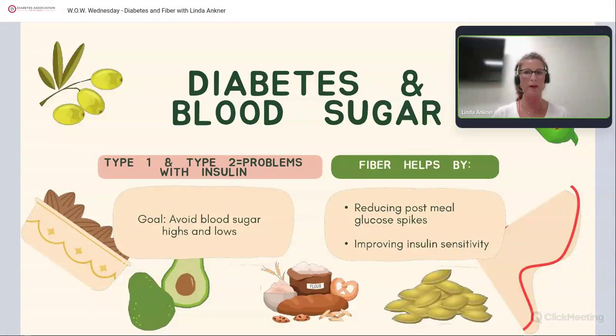The goal for everyone all throughout the day is to try to keep your blood sugars very even, and to avoid these ups and downs, dips and flows. So fiber really can help with that by helping to reduce post-meal glucose spikes. So, what that means is, as we were talking in the earlier slides about the fiber forming a gel or adding bulk, fiber is going to take a lot longer for your body to process and metabolize. And so, the longer that your body is processing and metabolizing the food, the longer it's going to take for the glucose to be brought into the bloodstream.